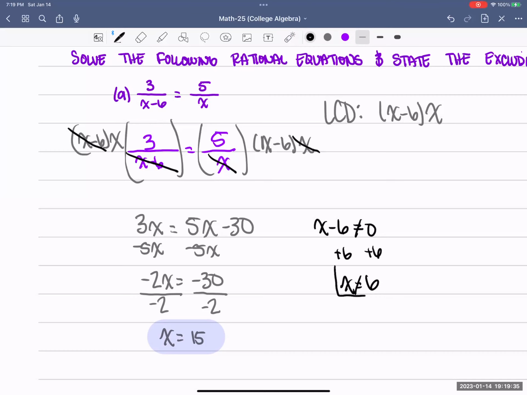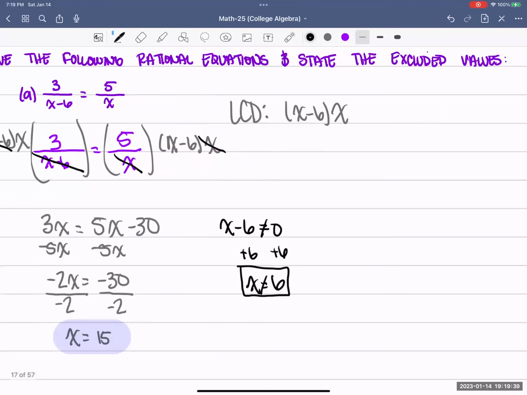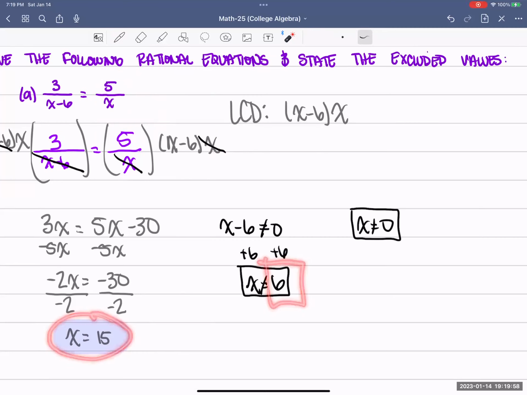That's one of the excluded solutions. And lastly, we have the other fraction over here, x. So x cannot equal 0, and there isn't any computation that we have to do there. Since the only solution that we found was 15, and 15 is not 6 and 15 is not 0, therefore this is our one and only solution for this one.